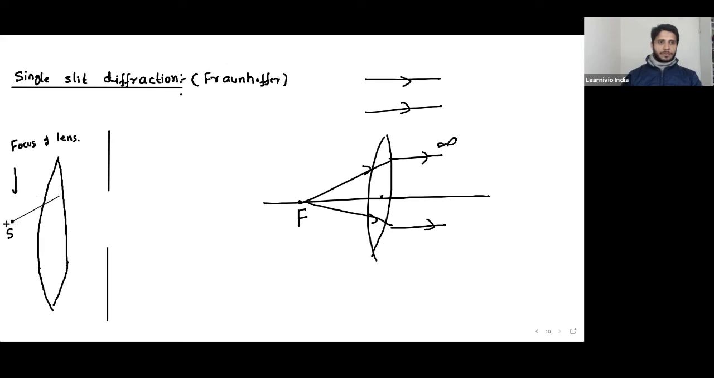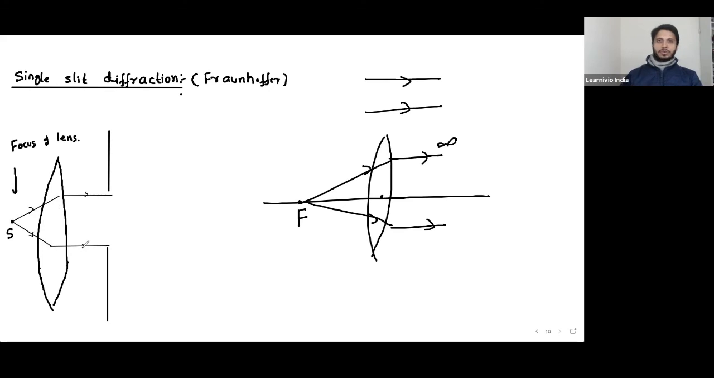After refraction from the lens, what will happen? The rays become parallel. And this is what you want to achieve: parallel rays and plane wavefront. So you're getting parallel rays and plane wavefront. This is how we practically achieve plane wavefront in the lab.